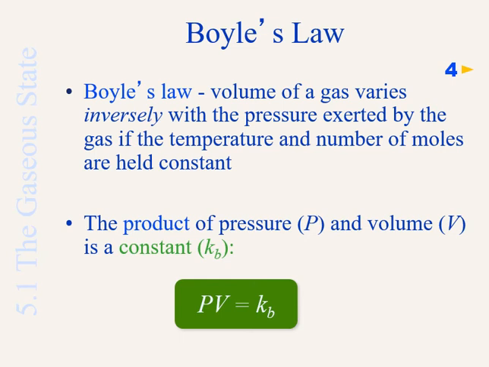So remember when we looked at an earlier video, there are four variables that we are going to pay attention to when it comes to gases. They are pressure, temperature, volume, and number of moles. Boyle's law relates pressure and volume, while we must keep the number of moles and temperature constant. But what does it mean to keep it constant?